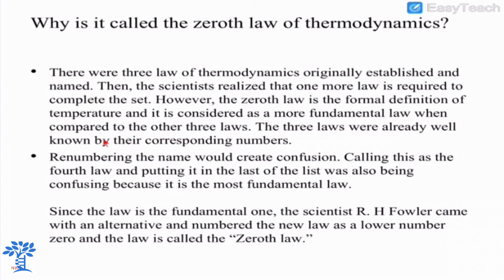The three laws were already well known by their corresponding numbers, that is first law of thermodynamics, second law of thermodynamics and third law of thermodynamics. Renumbering them would create confusion. Calling this the fourth law and putting it at the end of the list was also confusing because it is the most fundamental law. Since the law is the fundamental one, the scientist R.H. Fowler came up with an alternative, numbering the new law with a lower number, 0, and the law is called the zeroth law.